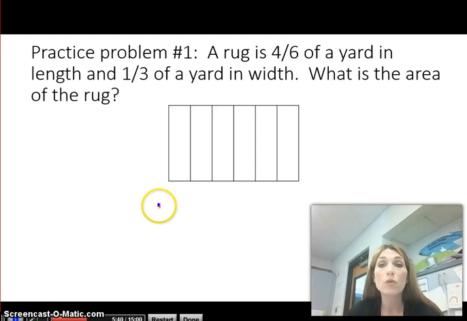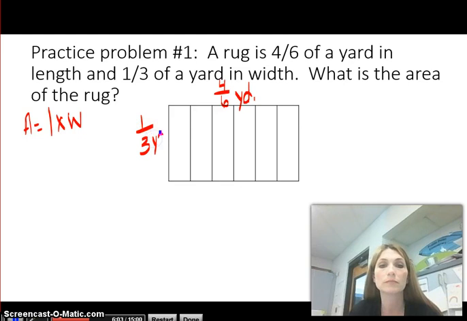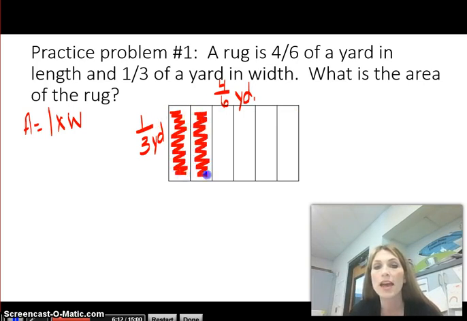Practice problem number 1, a rug is 4/6 of a yard in length and 1/3 of a yard in width. What is the area of the rug? Well, we know that our formula is area equals length times width. So our length is going to be 4/6 of a yard, and our width is going to be 1/3 of a yard. And I've already divided this into 6 equal pieces. Now I just need to fill in 4 of those. And I got my 6 equal pieces from this denominator.